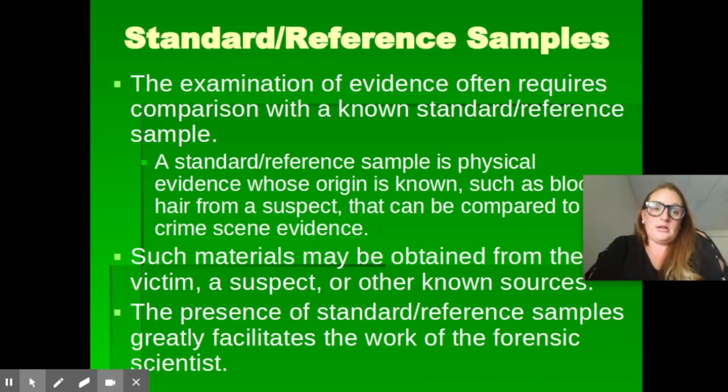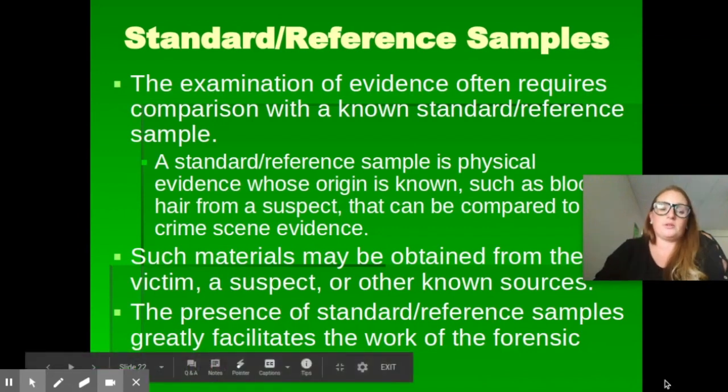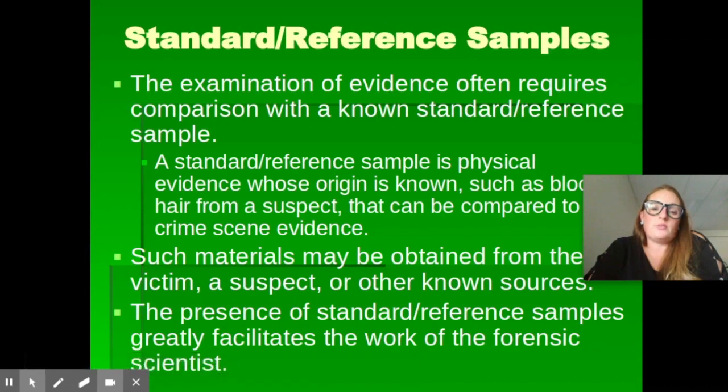Standard reference samples. The examination of evidence often requires something called a standard reference sample. A standard reference sample is basically a physical piece of evidence whose origin is known, such as blood or hair from a suspect that can be compared to the crime scene evidence. So let's say we find blood at a crime scene. Well, we don't know whose it is. And unless we have a suspect or victim's sample to compare it to, we're never going to be able to match it. It's the same thing with DNA. It's the same thing with fingerprints. You can collect all the fingerprints you want at a crime scene, but if you don't have a database of fingerprints to compare it to, it doesn't make a difference. So that's what that is. The standard reference sample is something that you can compare it to.